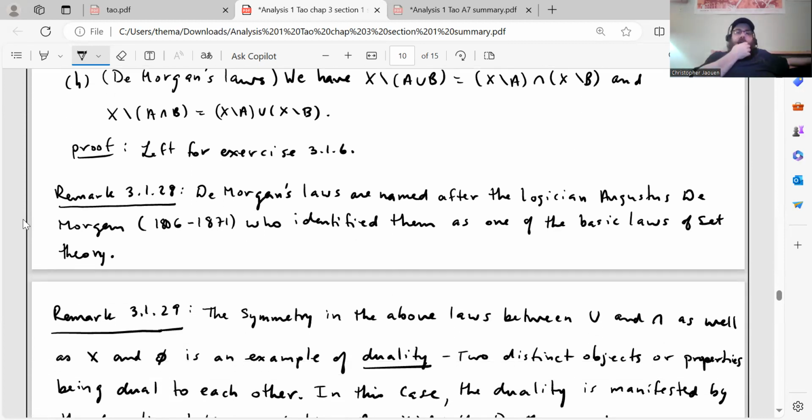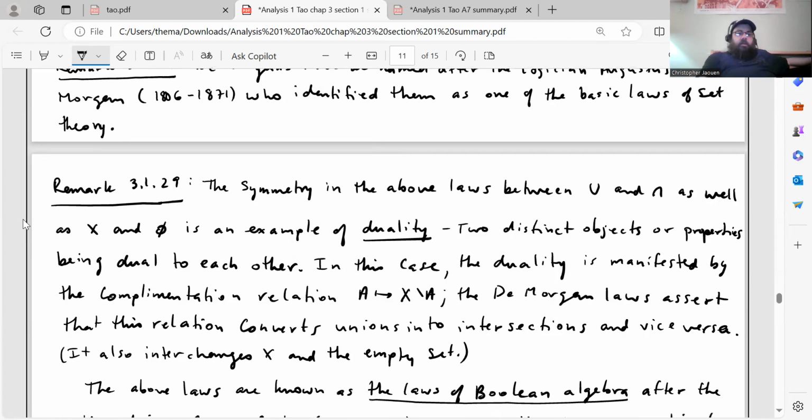All right, just a remark. De Morgan's laws are named after the logician Augustus de Morgan, who lived from 1806 to 1871, who identified them as one of the basic laws of set theory.